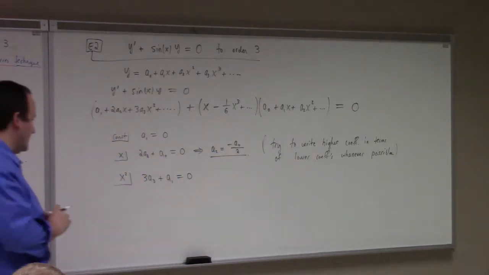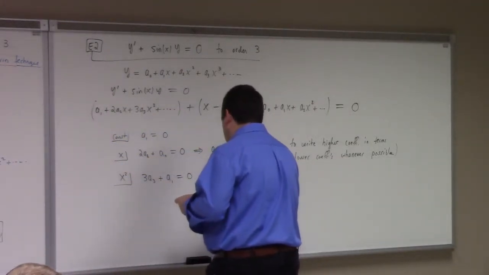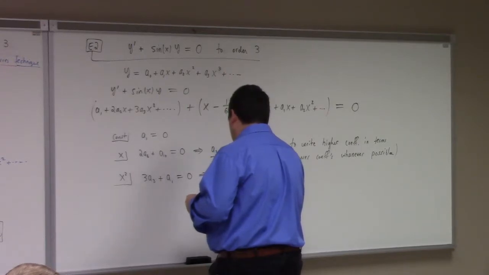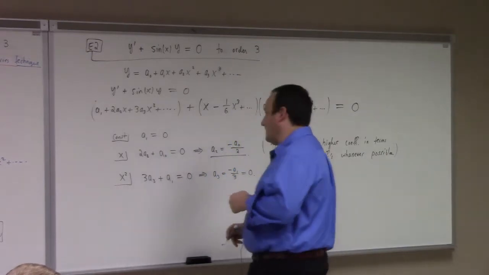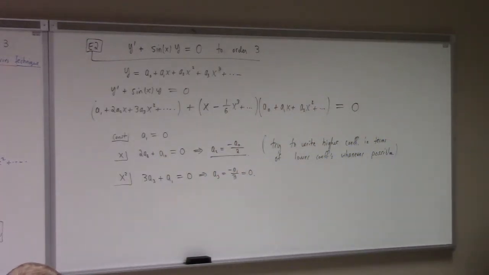So that tells me what? That tells me that a3 is equal to minus a1 over 3, right? Also known as 0. This is funny. So the order 3 term is 0 again here. So up to order 3 is actually up to order 2, non-trivially.